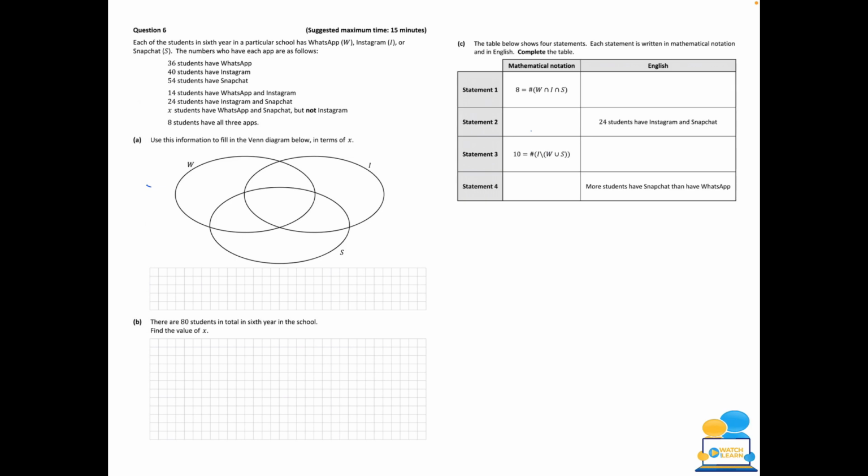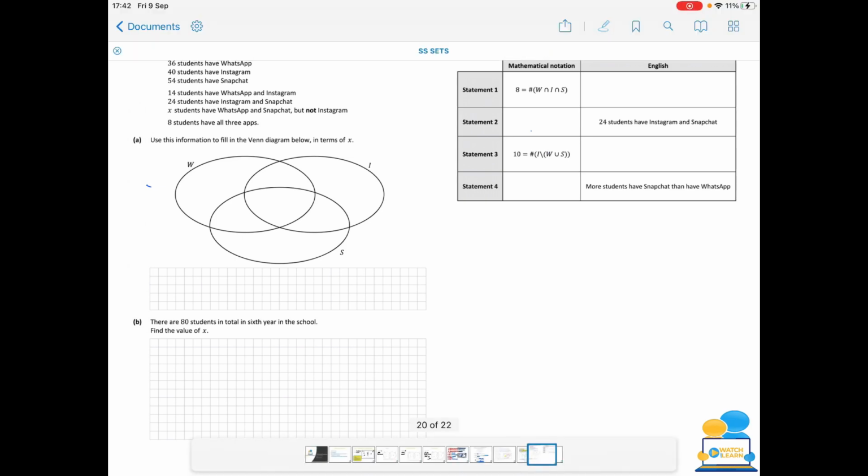14 students have WhatsApp and Instagram. Now again, that doesn't mean they only have WhatsApp and Instagram, they may also have Snapchat. Okay, if it was only WhatsApp and Instagram, it would say 14 students have WhatsApp and Instagram only. 24 students have Instagram and Snapchat, and x students have WhatsApp and Snapchat but not Instagram. 8 students have all 3 apps. Use this information to complete the Venn diagram below.